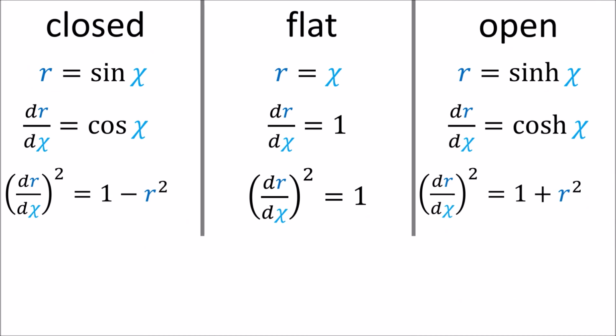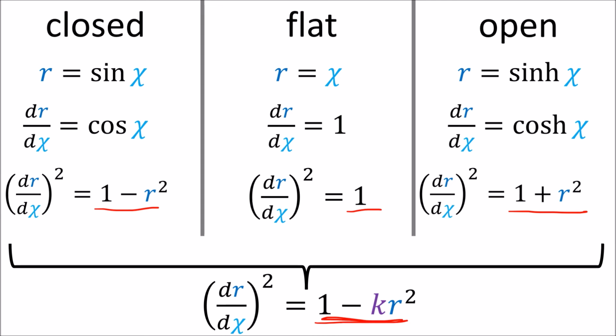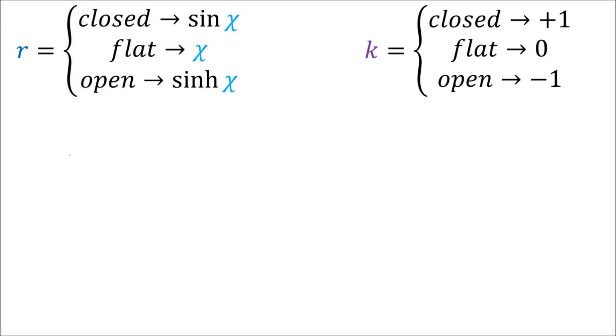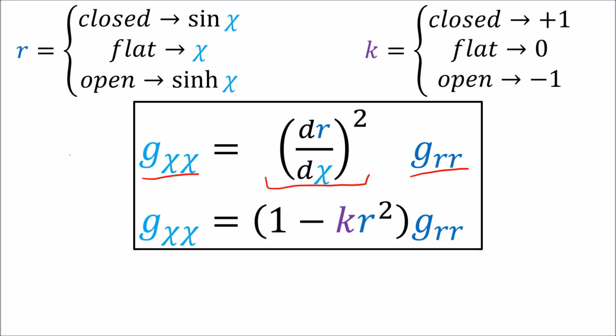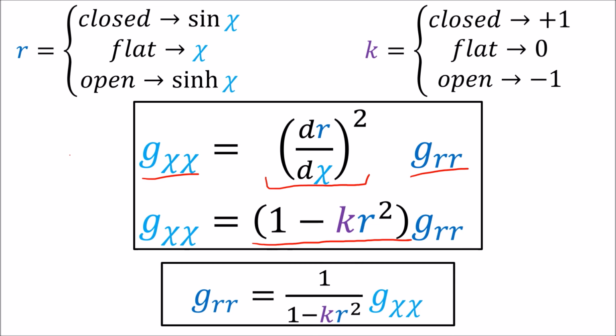So we can rewrite all three of these conversion factors using the form 1 minus k r squared, where k is plus 1 for a closed universe, 0 for a flat universe, or -1 for an open universe. So what we've learned is that to convert from the g_rr metric component to the g_chi chi metric component, we multiply by the square of this derivative, which is 1 minus k r squared. And going in the other direction, from chi to r, we divide by 1 minus k r squared.